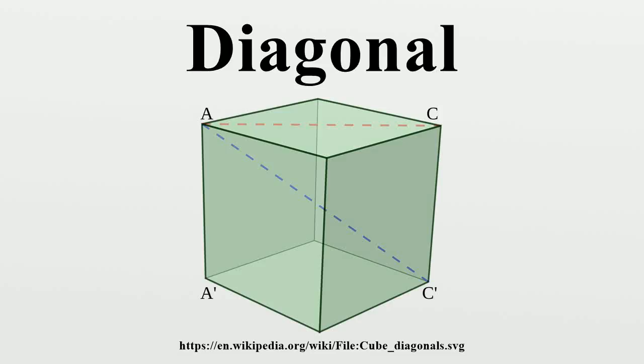In geometry, a diagonal is a line segment joining two vertices of a polygon or polyhedron, when those vertices are not on the same edge. Informally, any sloping line is called diagonal. The word diagonal derives from the ancient Greek diagonios.